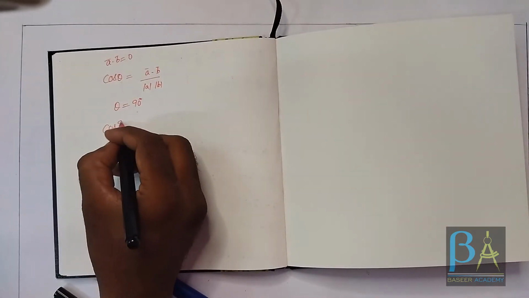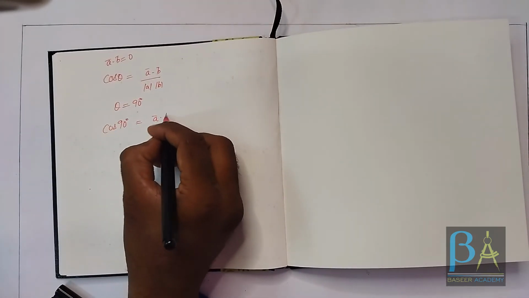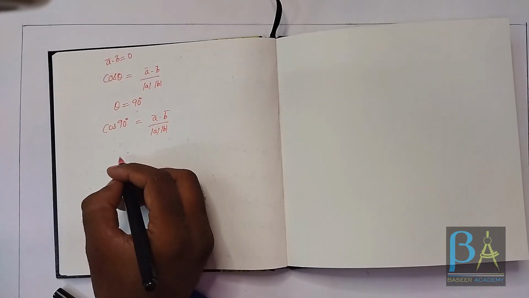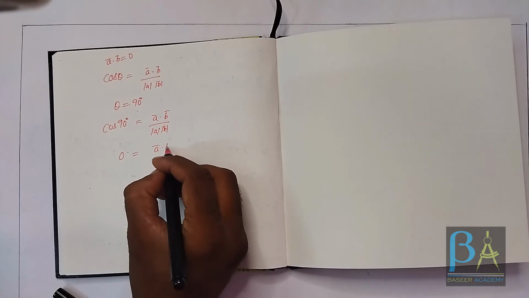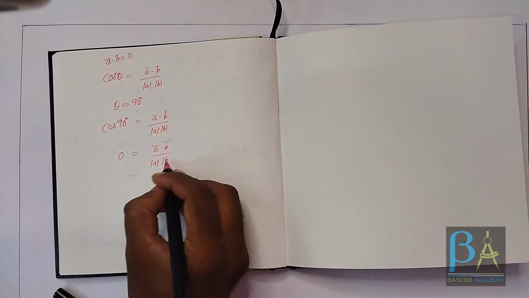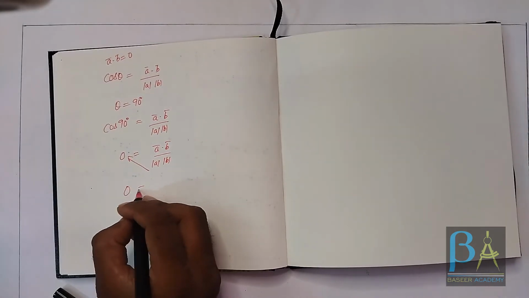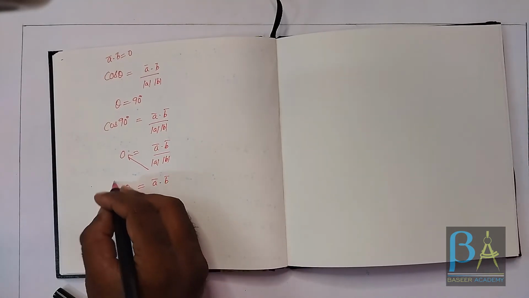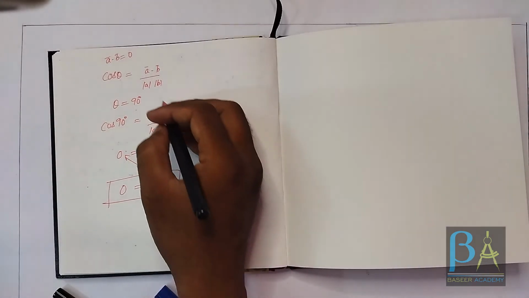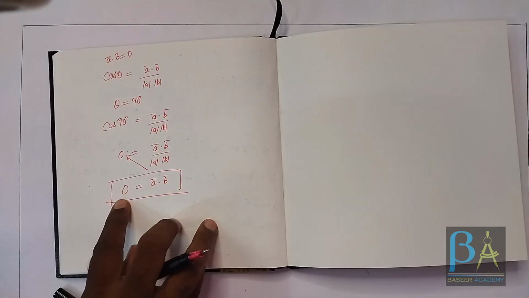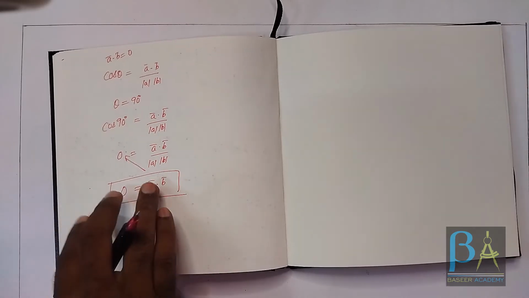So in place of theta, if we write 90 degrees here, what are we going to get? Cos 90, you know that it is 0. Cos 90 is 0. So when this thing multiplies 0, obviously this becomes 0. So you are left with A dot B is equal to 0. So remember, when two vectors A and B are perpendicular to each other, the dot product of those two vectors would be 0.